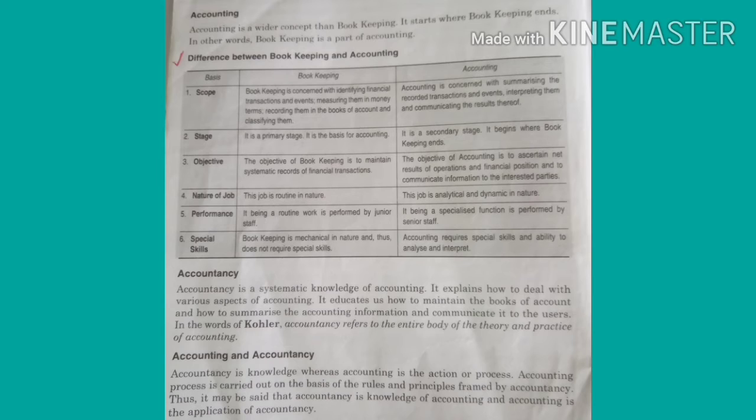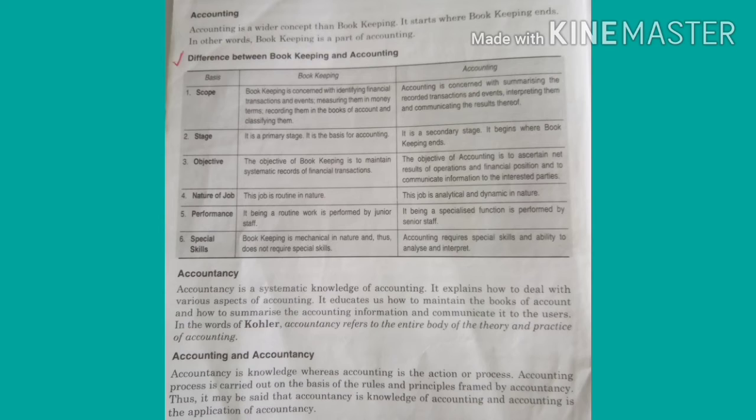And the performance: bookkeeping is performed by the junior staff, whereas accounting is done by senior staff because knowledge is required. Special skills need not be required to maintain the books of accounts, that is bookkeeping. Whereas special skills and the ability to analyze and interpret are required for the accounting process, that is, preparation of statements.